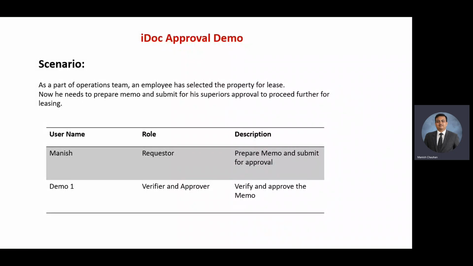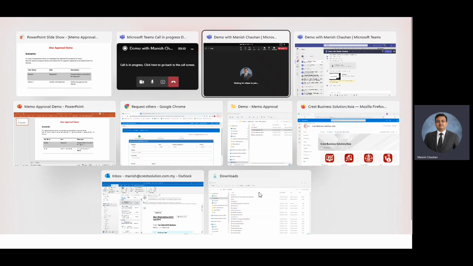Today I'm going to show you a demo of iDoc approval. In our system iDoc approval, we have selected a scenario where we are going to submit a memo and request for the approval for the memo. So let's assume I'm a requester who is going to submit the memo and request the approval from demo one. So Manish is user one who is going to request, and demo one is the person who is going to verify and approve the memo. Let me go to the system.